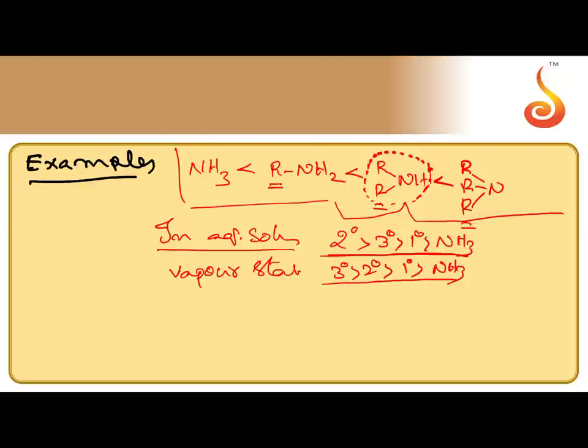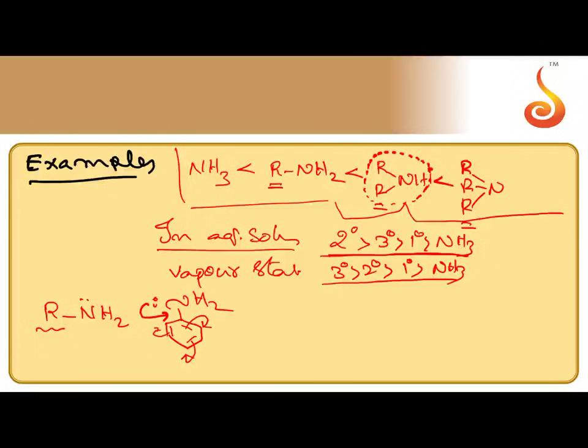In aqueous solution, because the degree of hydration, the degree of hydrogen bonding, is more in 2 degree, it is more basic. Next, aliphatic amines and aromatic amines, if you want to compare, here this is electron donating group, NH2. Lone pair is not staying only at nitrogen. Because of the conjugation, what happens? Lone pair is moving onto the benzene ring also.